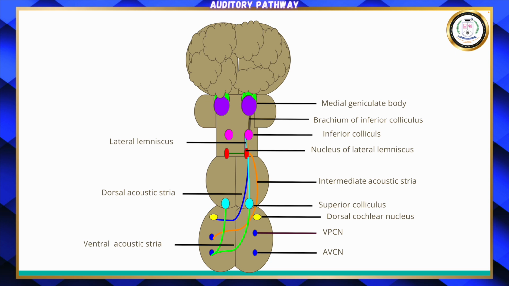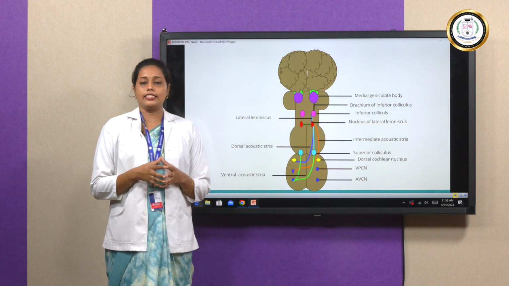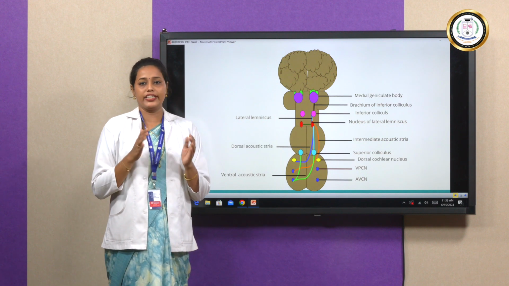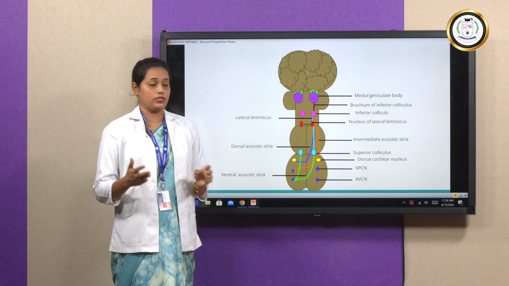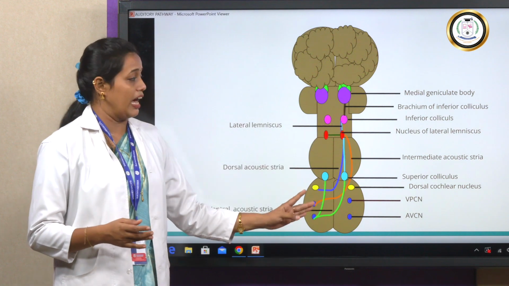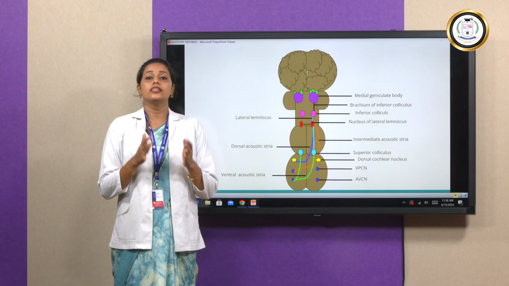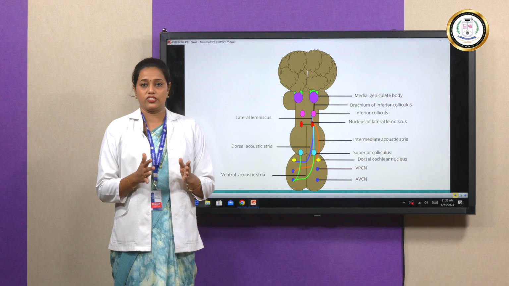And then the nucleus of lateral lemniscus will also have a connection from right to left side. So as we discussed in the introduction slide, this auditory pathway is a bilateral system. All these relays will be happening on the other side. Yes, the auditory system is a bilateral pathway.